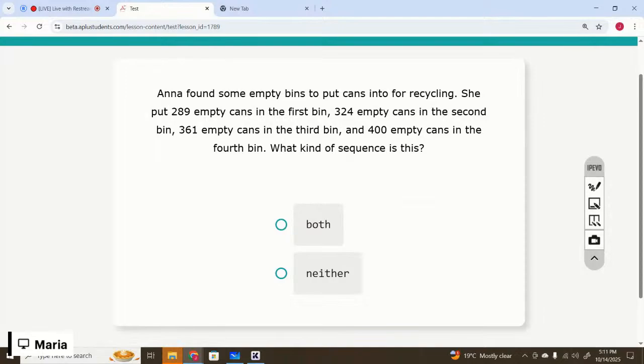Anna found some empty bins to put cans into for recycling. She put 289 empty cans in the first bin, 324 empty cans in the second bin, 361 empty cans in the third bin, and 400 empty cans in the fourth bin. What kind of sequence is this?